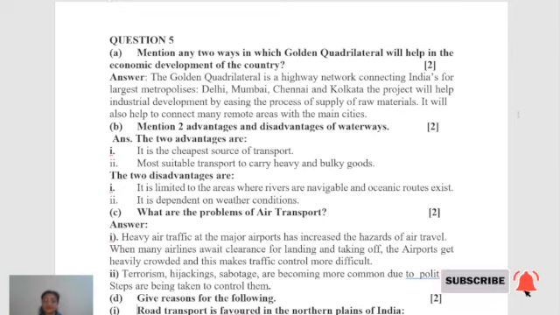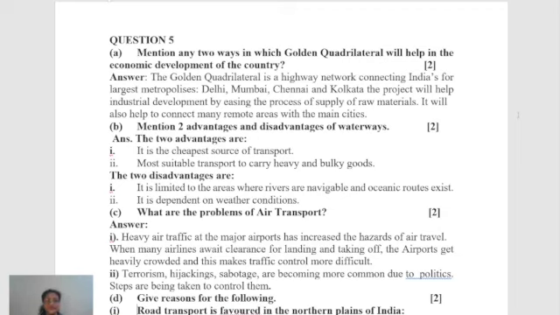Okay. What about the two disadvantages? It is limited to the areas. Yes, this is a big drawback. It can be only used in those areas where the water body is present, right? Or the oceanic routes are there. Otherwise, it is of no use. Then, number two is it is dependent on weather conditions, highly influenced by that. And another very important disadvantage of it is that it is very slow. So, these are the disadvantages of it.